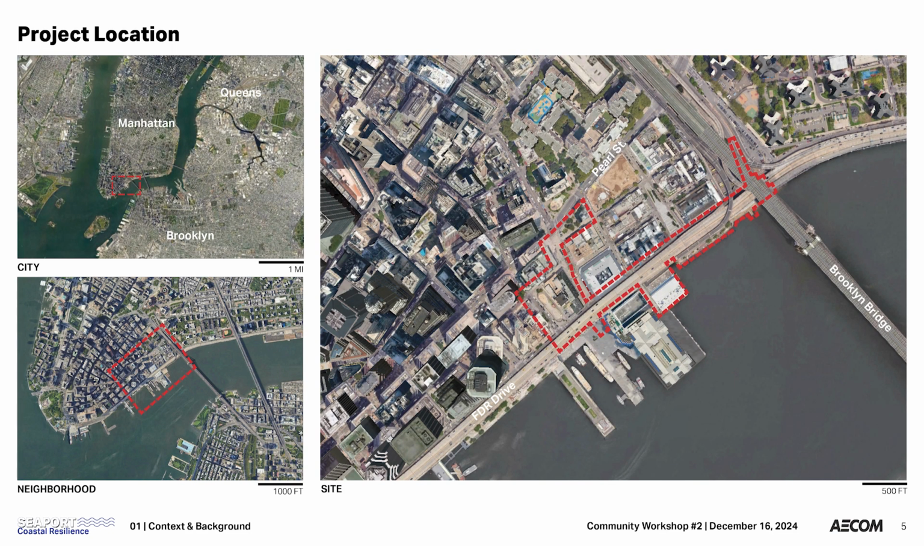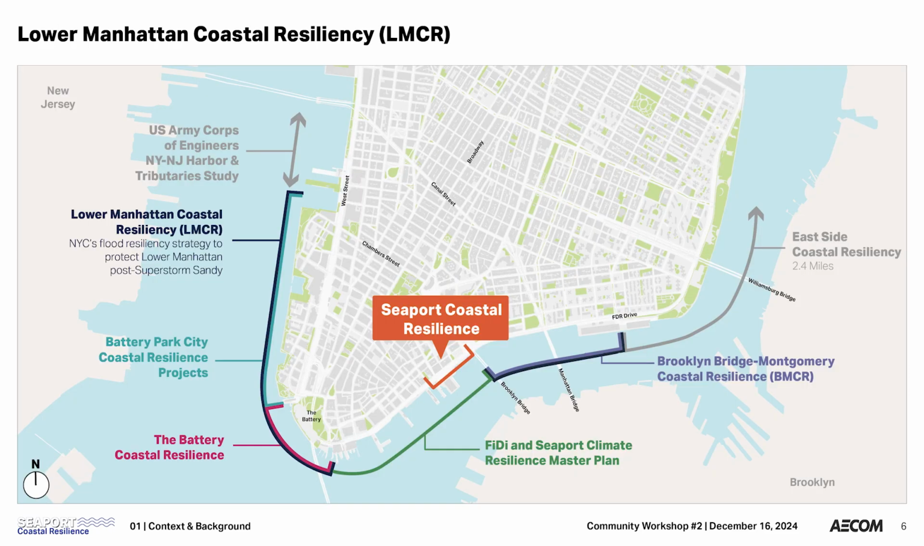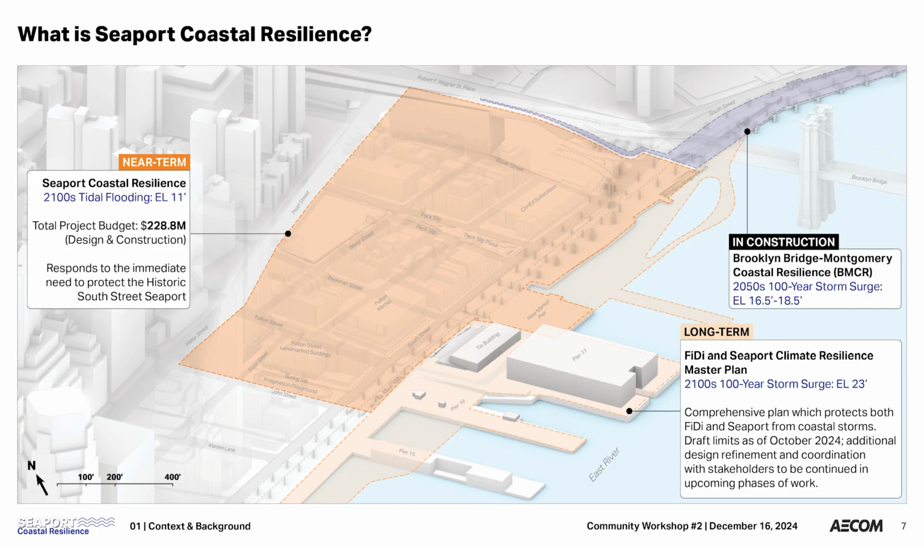We are located obviously in Lower Manhattan in the financial district, but more specifically in the South Street Seaport. You'll hear a lot today about the Seaport and how we're looking to protect it. And this just outlines where it is contextually in the Lower Manhattan Coastal Resilience, which is that it is very much an independent project. It is south of the BMCR and begins at the Brooklyn Bridge and takes us down to John Street along the waterfront and then goes inland.